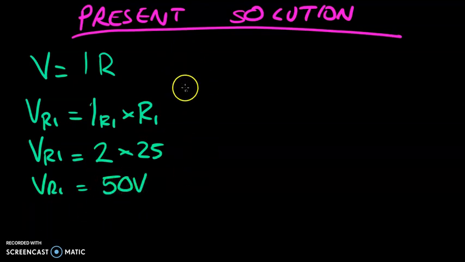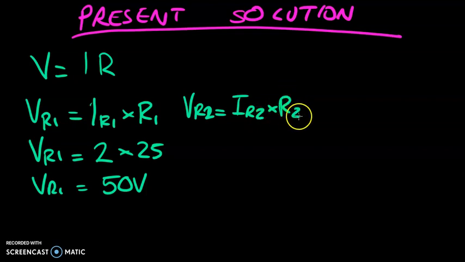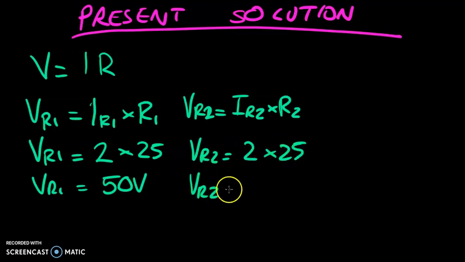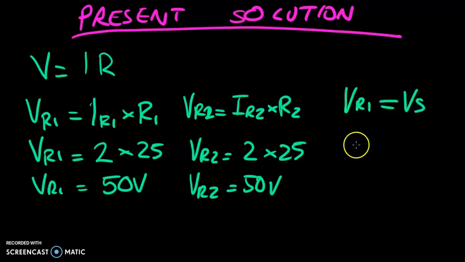Okay, and VR2 can be the same. VR2 is IR2, which again is the same as the current through R1, times R2. VR2 equals again 2 times 25. VR2 equals 50 volts. And we said VR3, well, it's equal to the supply voltage because it's directly connected. So VR3 equals 100 volts.